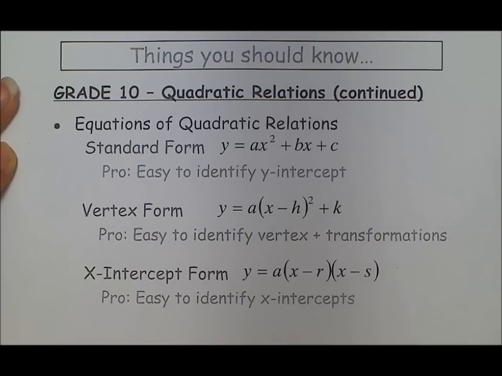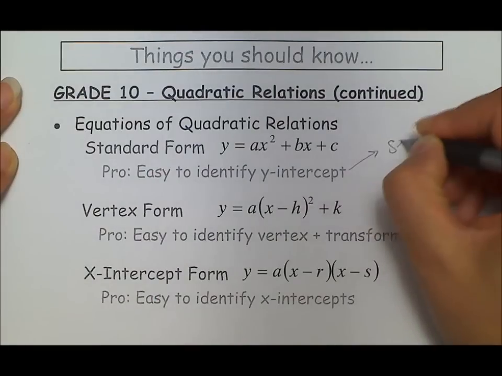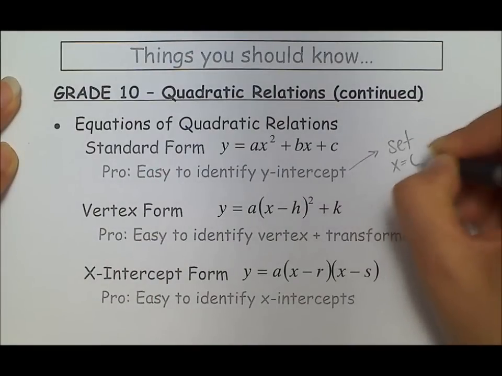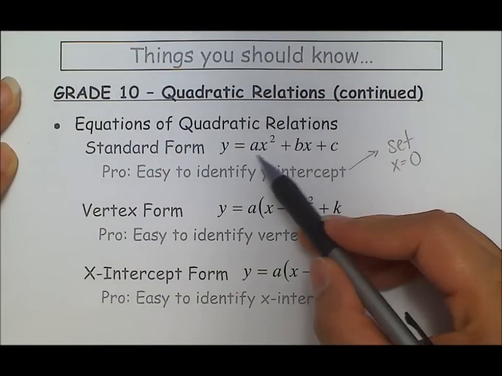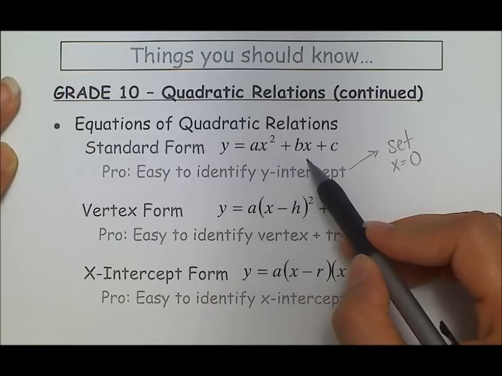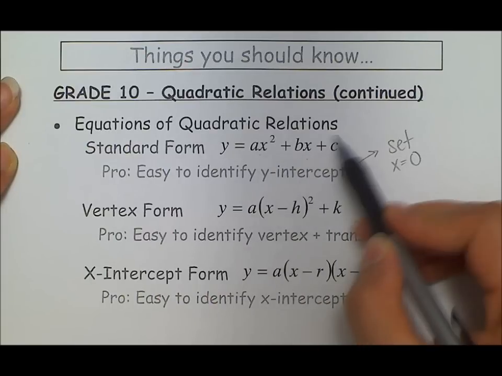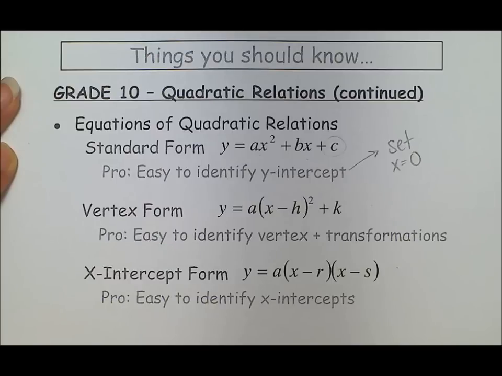So for example, the standard form would help you identify the y-intercept easily. Remember, the y-intercept of an equation is found by setting x equal to 0. And you know that if you set x equal to 0, this term would be equal to 0, this term would also be equal to 0, and so all you'd be left with is the constant value at the end. So when the equation is in standard form, it helps you figure out what the y-intercept is easily.